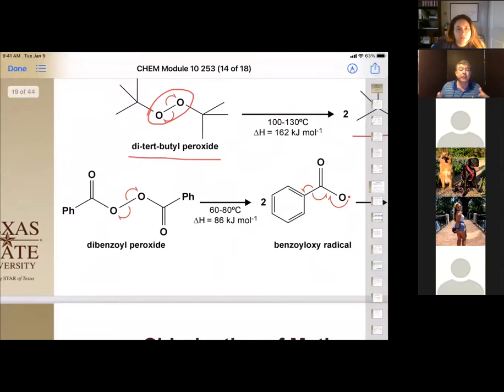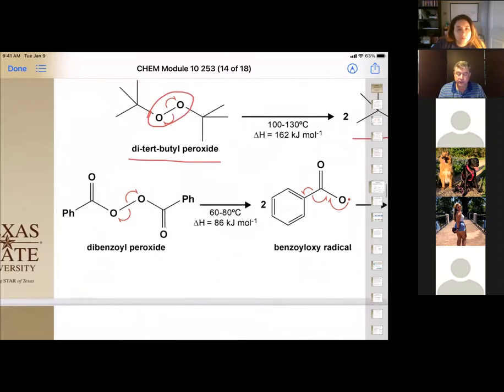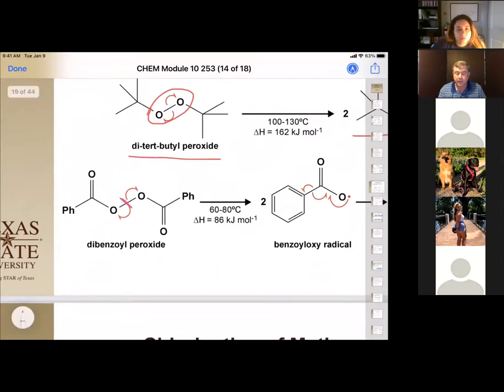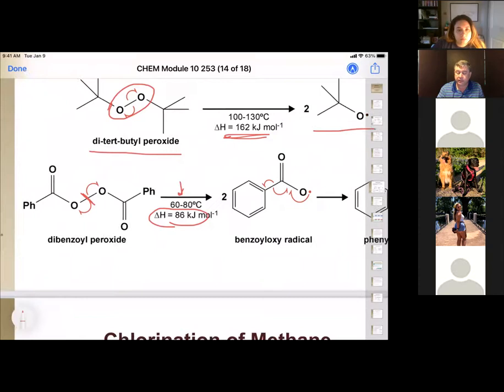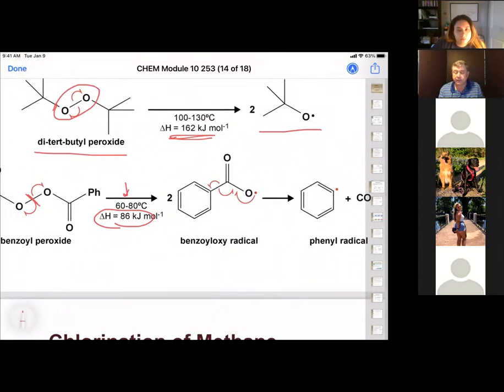And this is dibenzoyl peroxide. It's different than the stuff used in medications. It's actually a benzoic acid peroxide. So what we can do here is, again, this oxygen-oxygen bond is the weakest bond. And because it's so much weaker than our t-butyls here, it actually decomposes much closer to room temperature, between 60 and 80 degrees. And it'll generate this benzoyloxy radical, but then it's going to eliminate CO2 and give us our phenyl radical. And that's the actual reactive species.